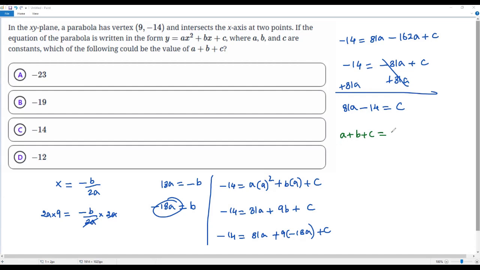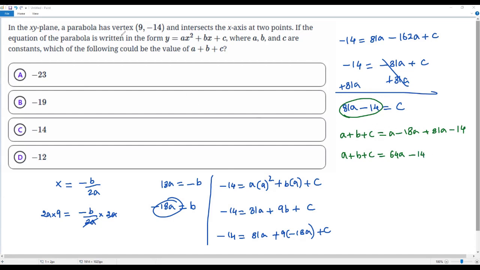We can keep this a as it is, and for b we already got the stuff, that is -18a, and for c we got this stuff, that is 81a - 14. Then a + b + c equals, when I combine the like terms over here, I am getting 64a. We can write this -14 as it is.